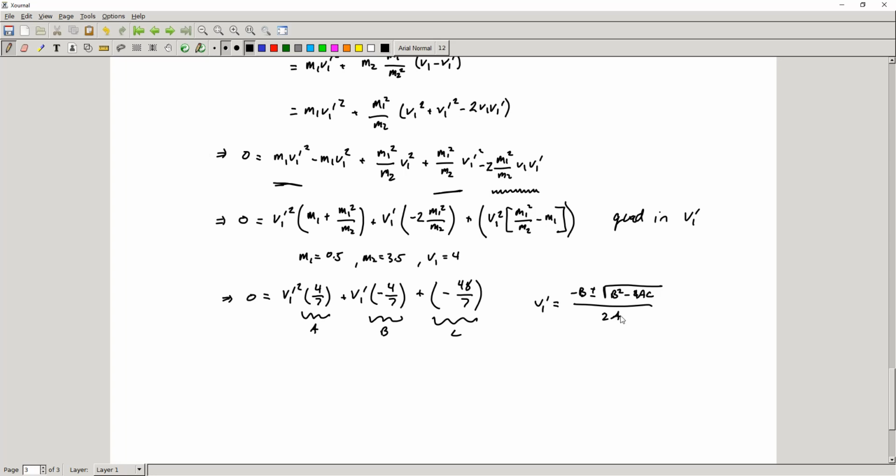And if you substitute in these numbers and you go through the whole solution, you're going to find a solution for v1 prime that is equal to 4 or minus 3. Okay? And at this point, we have to use our physical intuition to decide which of these is the better solution for what v1 prime is going to be. So we have to look at the problem and think about it, right?